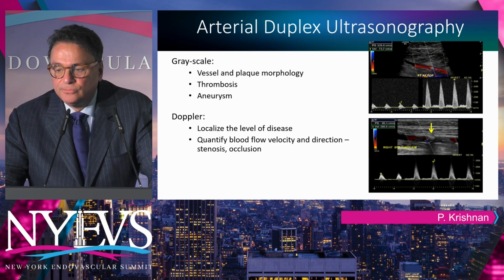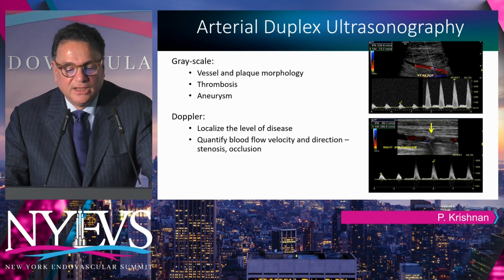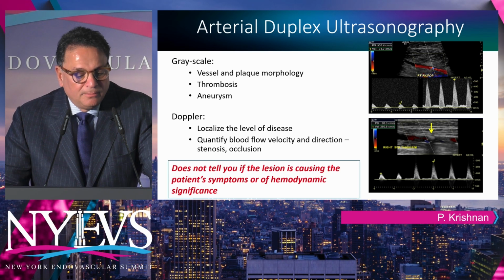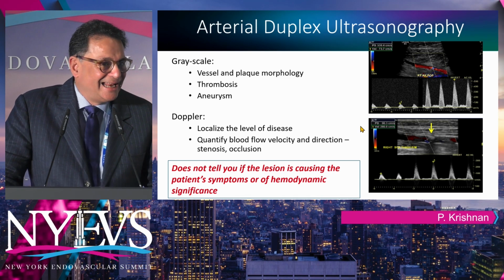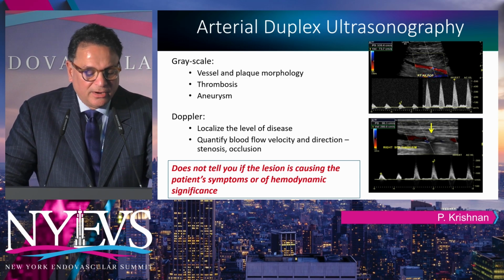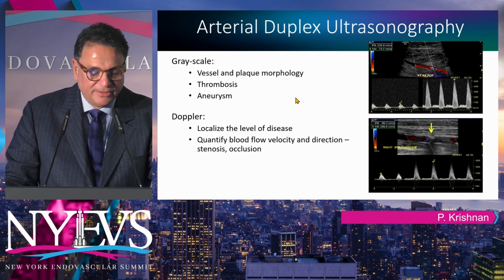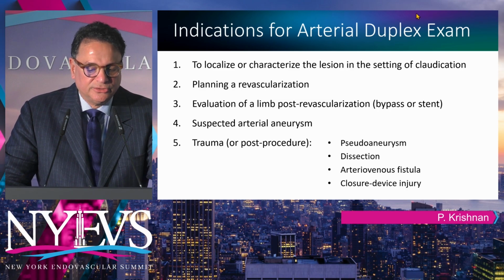But if you get a duplex that says some detail about the vessel, then you know you're getting an actual good duplex that you can make something about. But again, the problem with the duplex is it's an anatomic study. It does not tell you if there's a lesion or if it's causing the patient's symptom or of hemodynamic significance. So what are the indications for the arterial duplex?